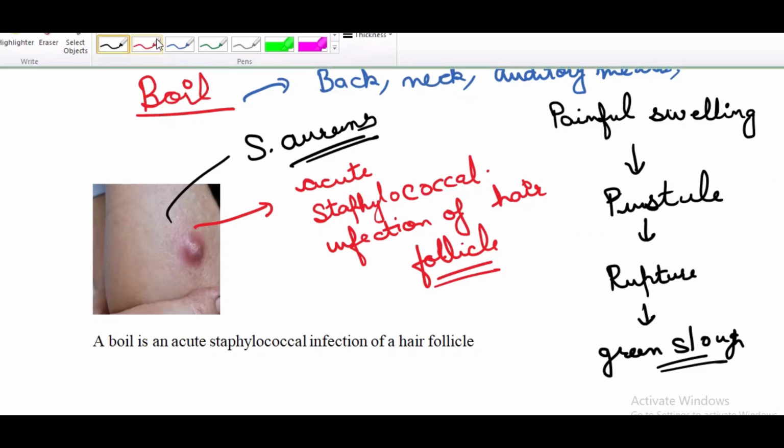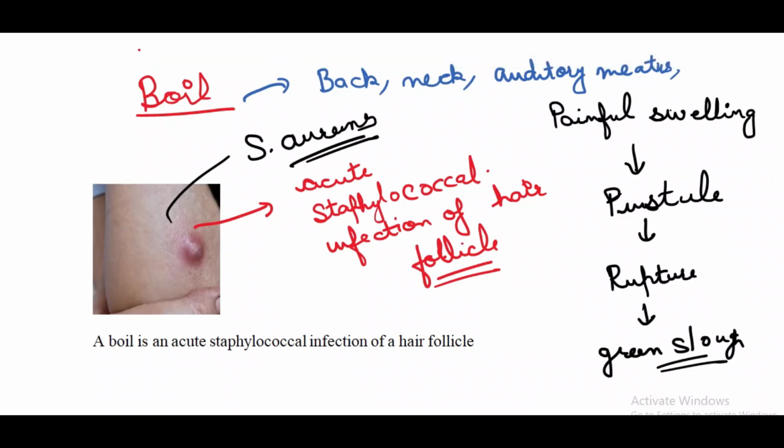Hello everyone. Our today's topic is about boils. What is the other name of boils? We call it furuncle. So, what is furuncle? It is a common skin infection. So, what is a boil? A boil is an acute staphylococcus infection of the hair follicles.